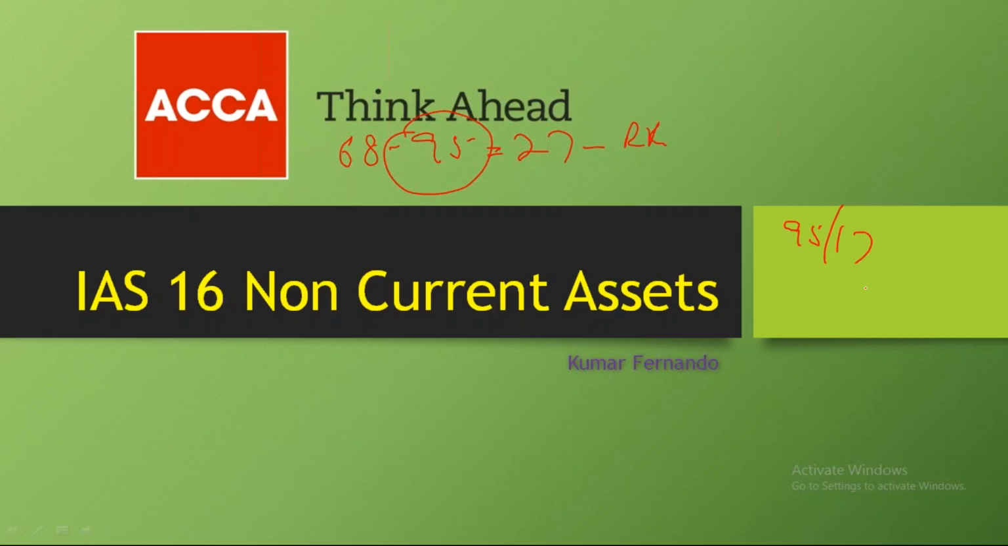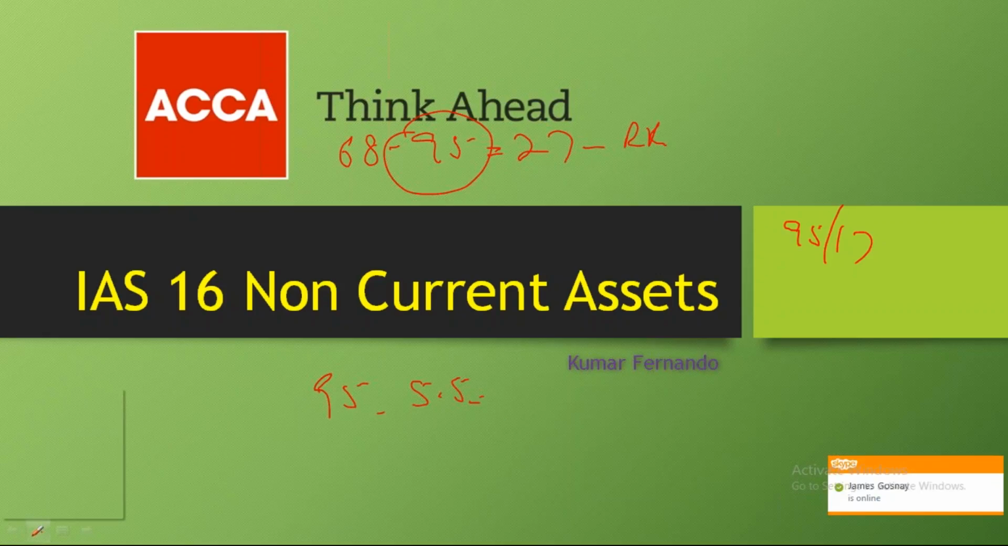Now no more accumulated depreciation. Accumulated depreciation is gone because we have started something new. So 5.5 million will be provided as depreciation for the year. So at the end of 31st December 2015, it will be 95 minus 5.5, so it will be 89.5 or something like that. That is the figure that will appear in the balance sheet.